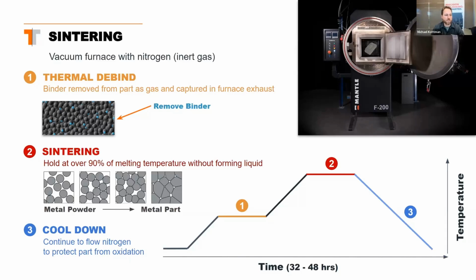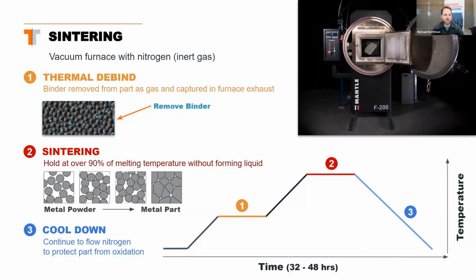This process is driven by a lot of different forces like surface energy. But over time, it'll get to the highest density it can achieve. And so we hold at that temperature until we reach that density, which is about 96%. And then we do a very controlled cool down in order to cool down the part at an even pace. We continue to flow nitrogen to protect it from oxidation. And so this total process takes about 32 to 48 hours, depending on the alloy that you're sintering and the size of parts and number of parts you put in there.